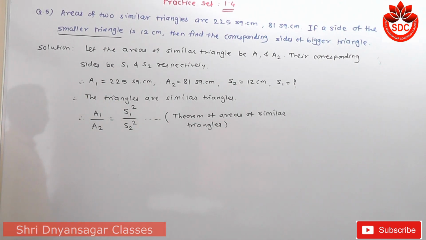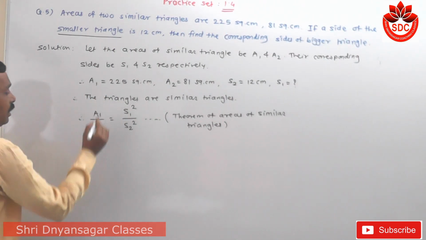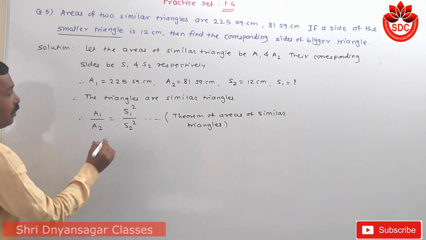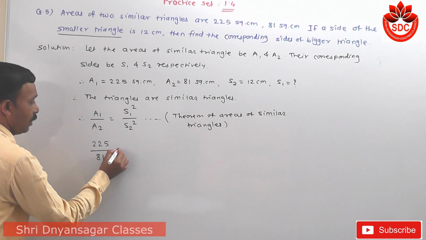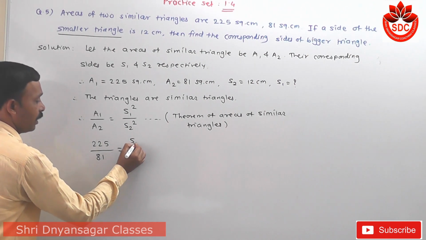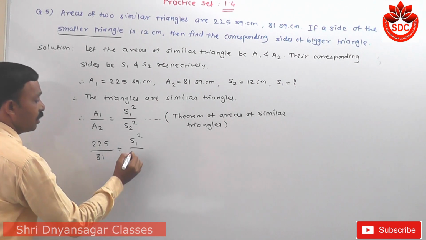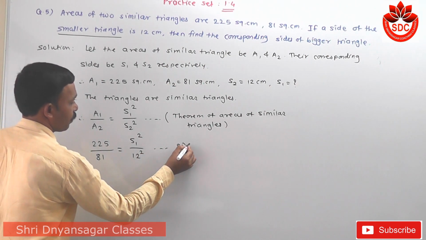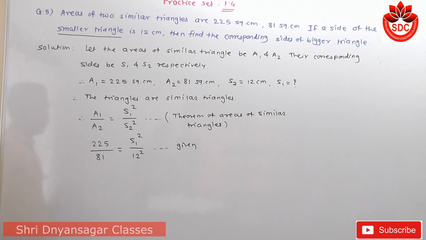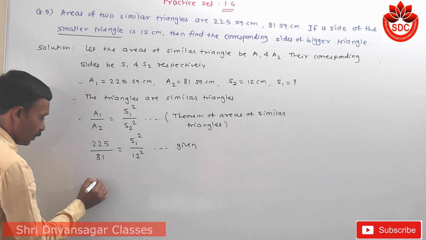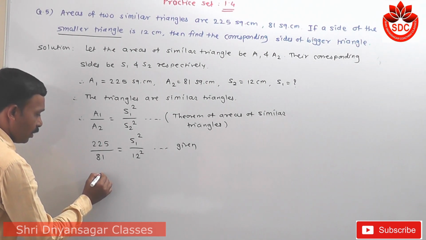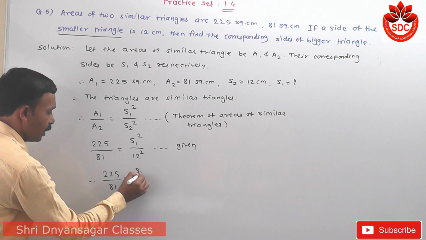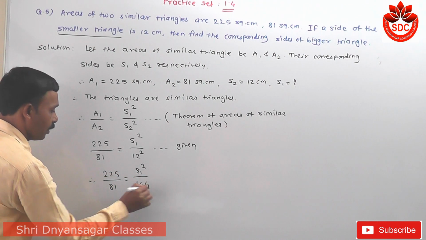Okay, we substitute the values here. A1 is 225, A2 is 81, S1 we have to find, and S2 is 12 square. This is given. Now I have to write the square of this one, that means 225 upon 81 is equal to S1 square upon 12 square.